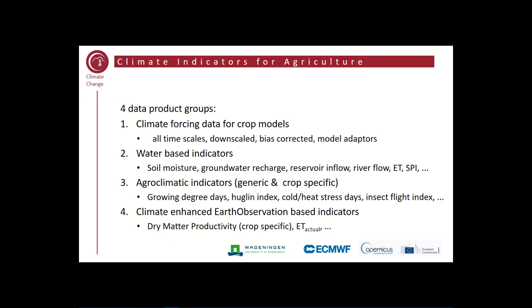And then the final data group that we developed was really combining Earth observation data, satellite-based data, together with climate data, so that we could turn the combination into an almost near real-time assessment of dry matter productivity, but then crop-specific and focusing on, of course, the part that we use from crops, which generally are the seeds and not the total biomass.